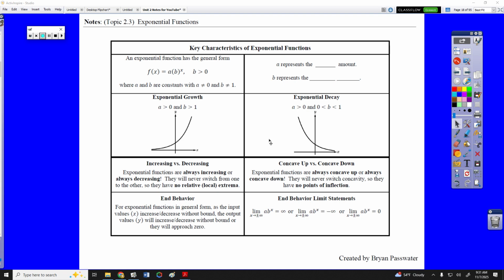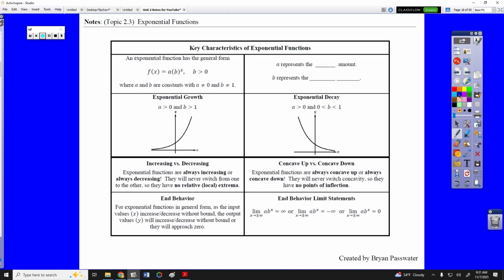We're going to start with a video of the key characteristics, the essential knowledge for exponential functions. In general form, an exponential function will always be in the format f of x equals a times b to the x power, where b is greater than 0, a and b are constants, and a is not equal to 0, b is not equal to 1. So let's talk about that a little bit.